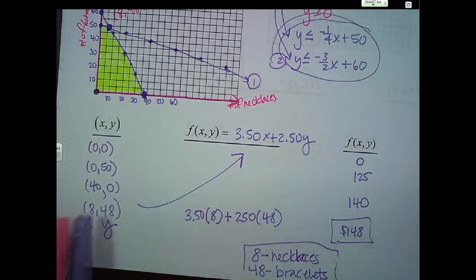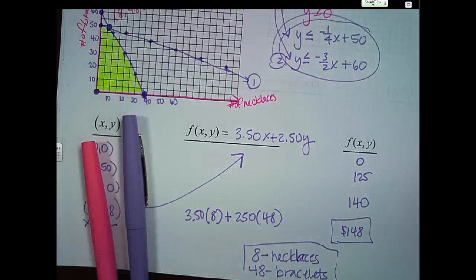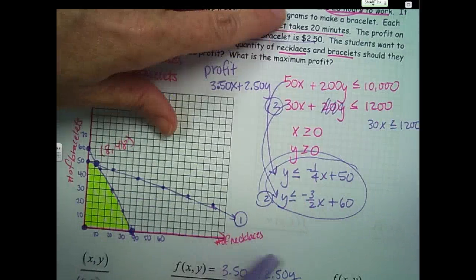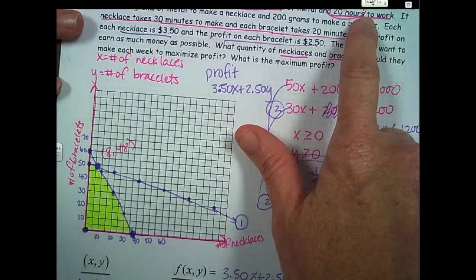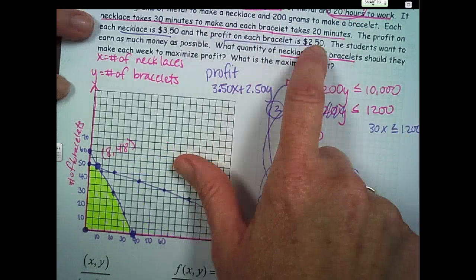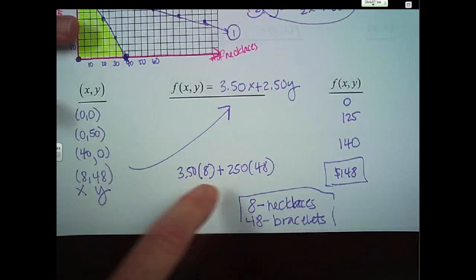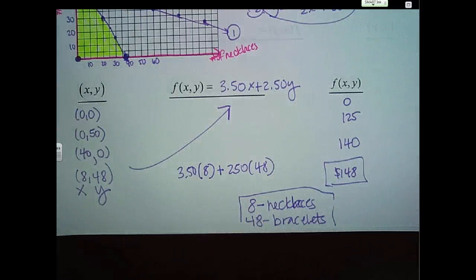When you're talking about time, wait guys, I have 3 minutes left, just sit and listen. When you're talking about time, which is one of our constraints, and materials, I only had 10,000 grams. So if I've got 10,000 grams and 20 hours of work, and I'm going to charge $250 for bracelets and $350 for necklaces, this is my maximum profit to get, if I can get 8 necklaces sold and 48 bracelets.